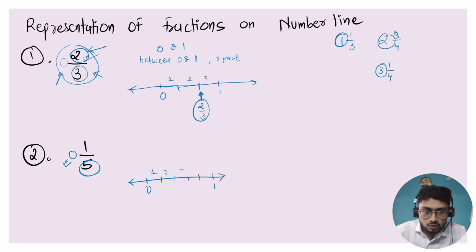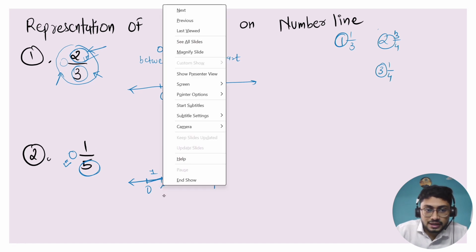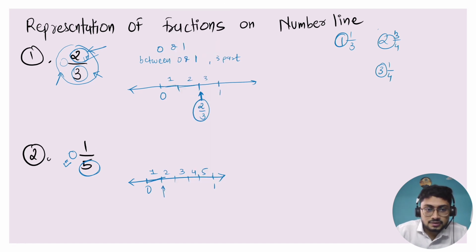1 2 3 4 5. How many partitions do I need to set? Always remember, I am counting partitions, not the lines. So how many partitions are there? 5 partitions. How many partitions do I need to set? 1. So your answer is 1 upon 5. Always remember those things. Am I clear?